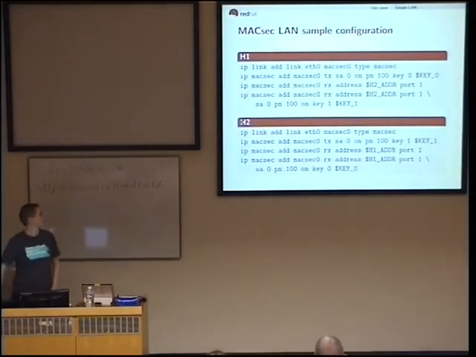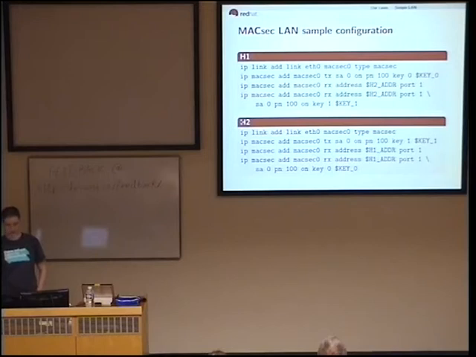So here are a few commands that tell you how to do basic MACsec configuration. You run ip link add link on your normal network interface, eth0, and you create the macsec0 device with the type macsec. Then you create a transmit secure association with a key and an initial packet number. The packet number will grow after that.